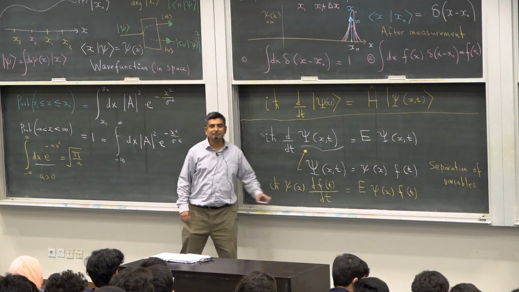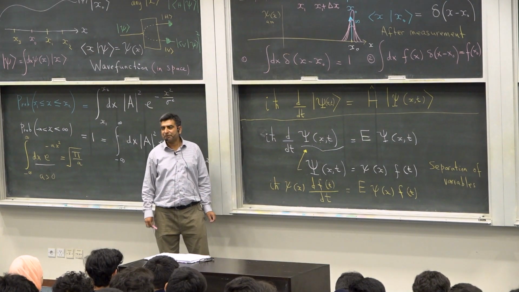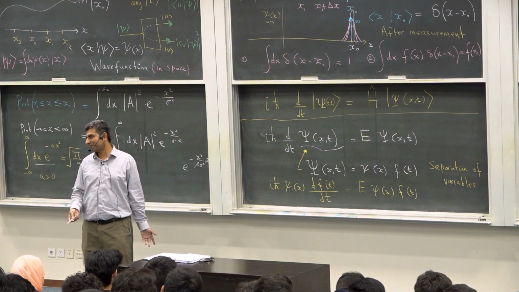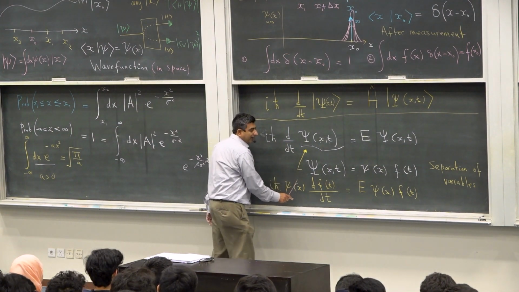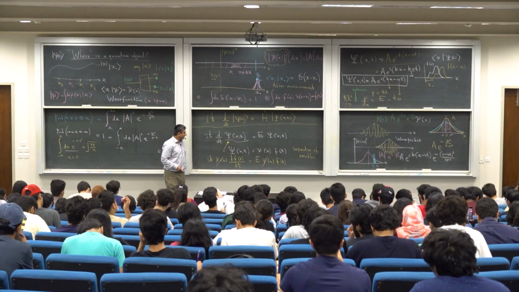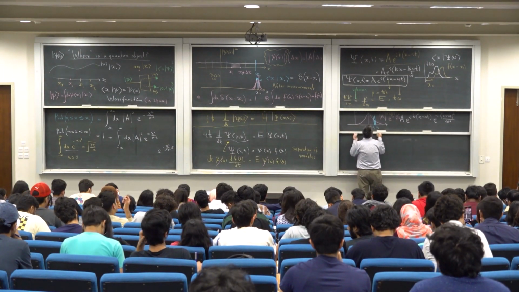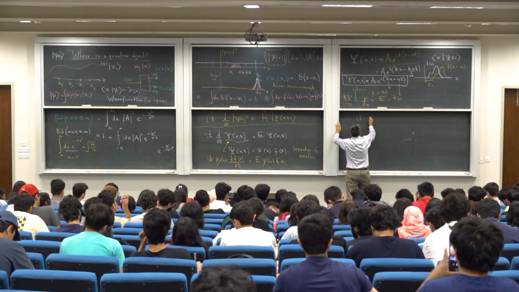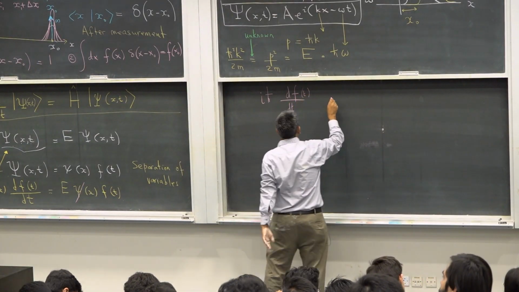Now in this equation, there is psi(x) on both sides of the equation. Psi(x) cannot be 0 because otherwise the wave function doesn't exist. There is no particle to talk about, right? So this means if this is not 0, I can cancel this out from both sides. Now I'm left with an equation: i h bar df(t)/dt is equal to E f(t).